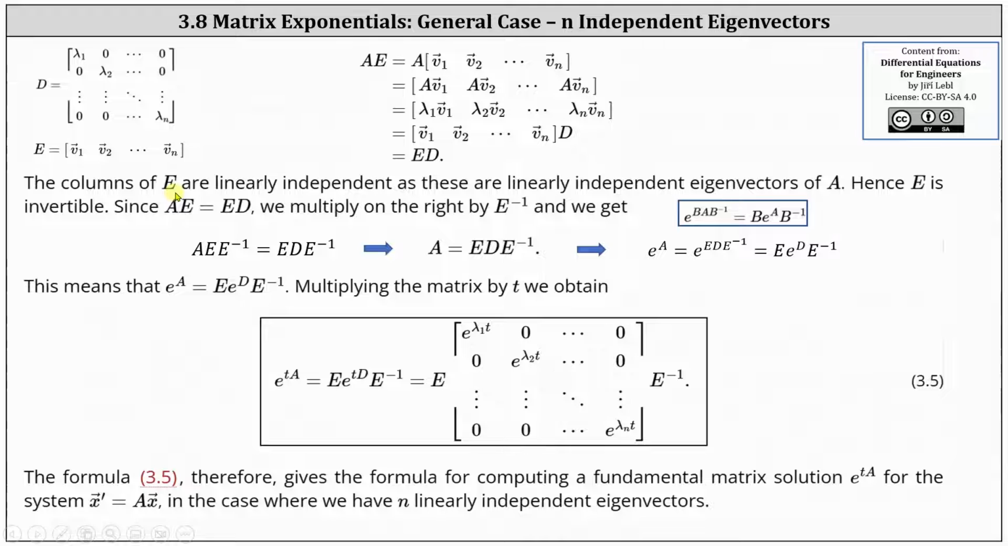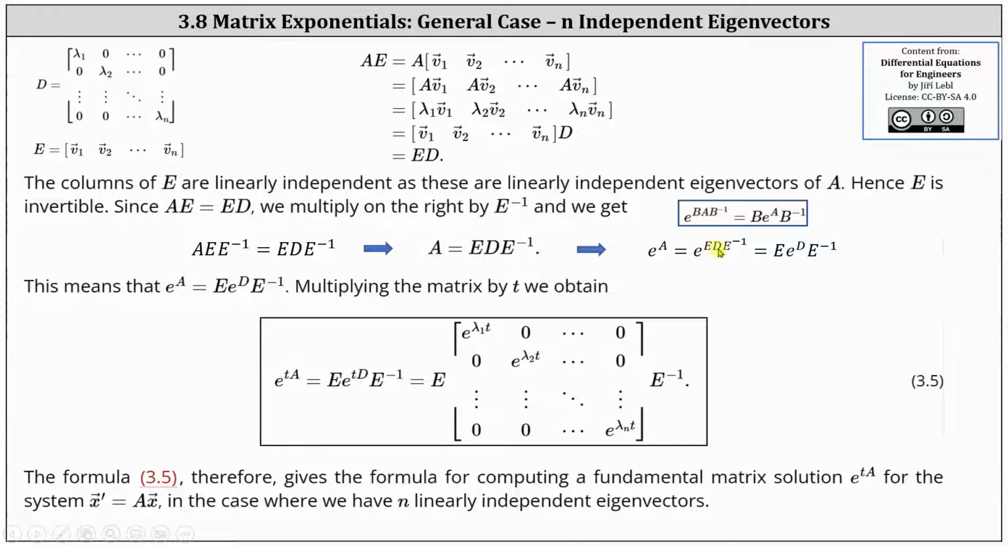Since the columns of E are linearly independent, as they are linearly independent eigenvectors of A, we know E is invertible, and since A times E equals E times D, we multiply on the right by E inverse, simplifying, which gives us A equals E D E inverse. From here, if we exponentiate both sides of the equation with the base of e, we have e to the A equals e to the E D E inverse. Here's where we use the property that we proved at the beginning.